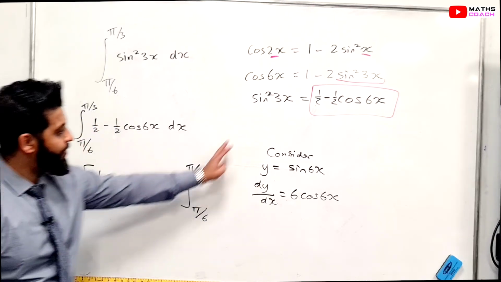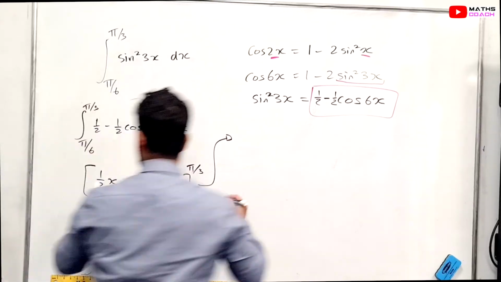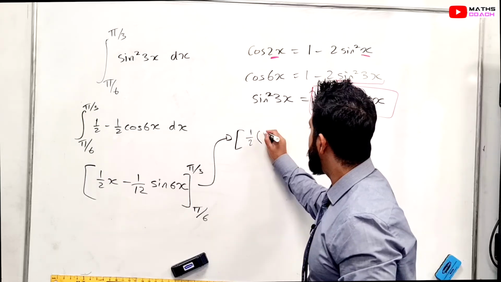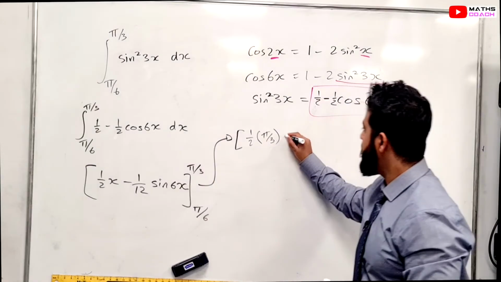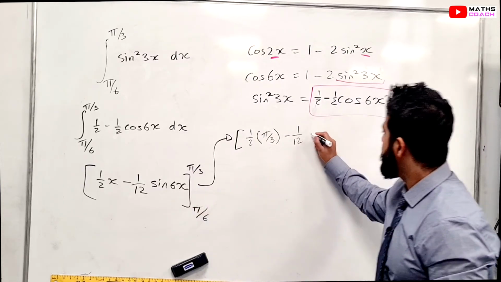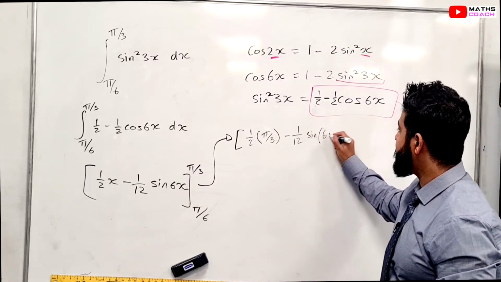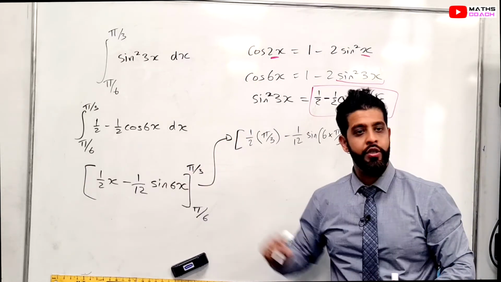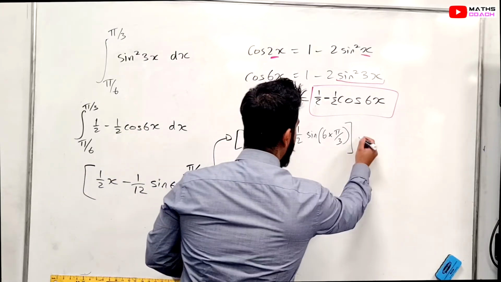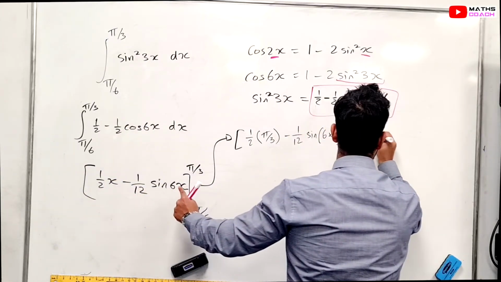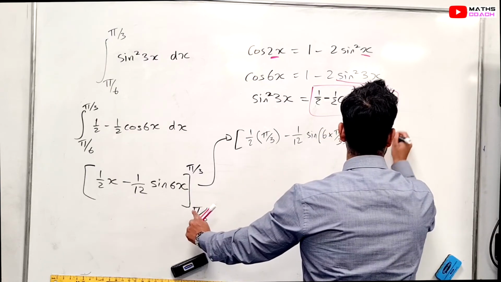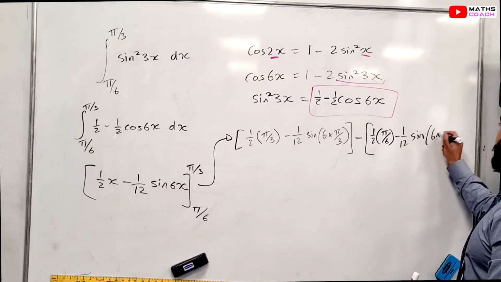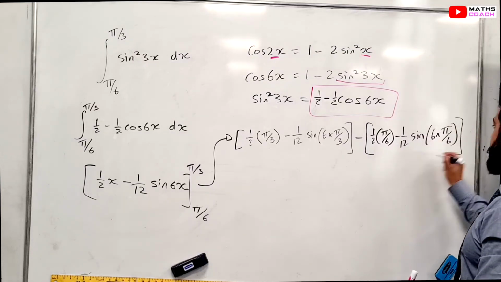Right? So I'm just going to get rid of all this. Working up here, let's plug it in. I'm going to do this in 2 steps. I'm going to have half times pi over 3, close brackets, minus 1 over 12 sine bracket 6 times pi over 3, close that bracket. That's my first substitution done. Next, I'm going to be taking away, again this time, half times pi over 6 minus 1 over 12 sine bracket 6 times pi over 6, and that's my second bracket done.